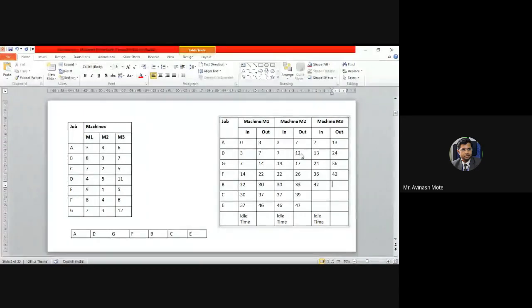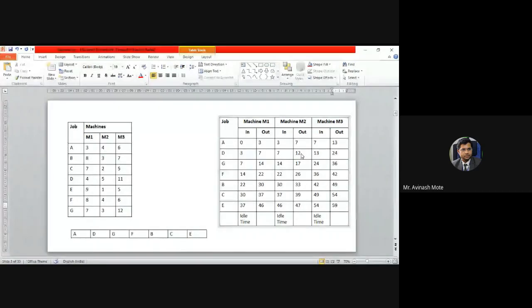B job out on M3, 49. Largest is 49. C job out on M3, addition, 54. E job out on M3, 59. So total processing time is 59.